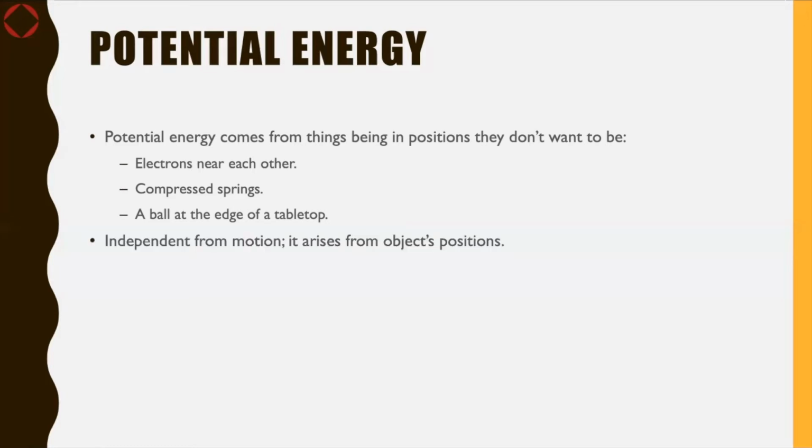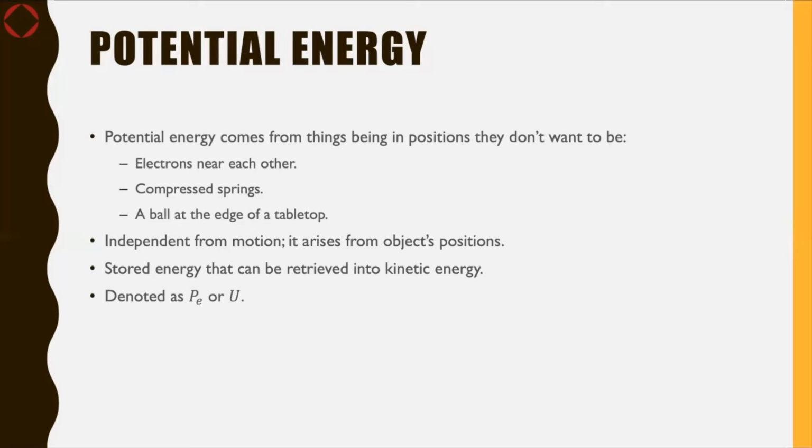Independent from motion, it arises from the object's position. It is stored energy. If you let go, the spring will just go away. If you move a little, the ball will just fall. If you set the electrons that are together free, they will go in different directions. So that energy is just stored and it can later be retrieved as kinetic energy, which we will talk about later. Potential energy can be denoted as PE, potential energy.